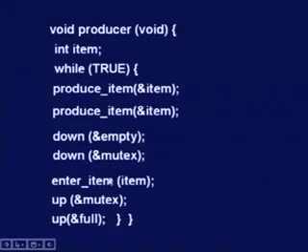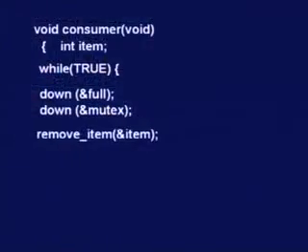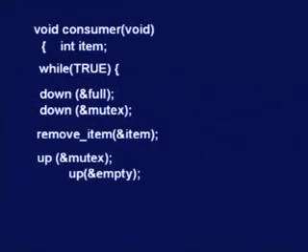Let us see why it cannot do that when we see the code for the consumer. So once it comes out of the critical section, the producer will up or increment the value of mutex. It will also up the value of full. Now let us look at the consumer. The code for the consumer looks like this.